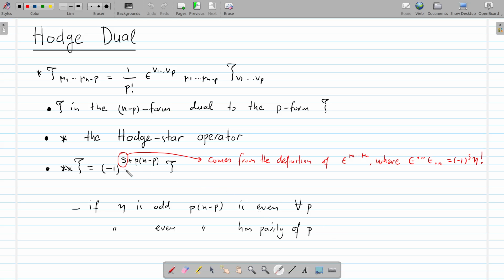Now, depending on the signature of the metric, that of course might change this result. And this is indeed what happens when we have a metric with minus 1 signature, like we have in special relativity or in general relativity. So here, if s is equal to 1, then the sign here has the opposite parity of the integer p.